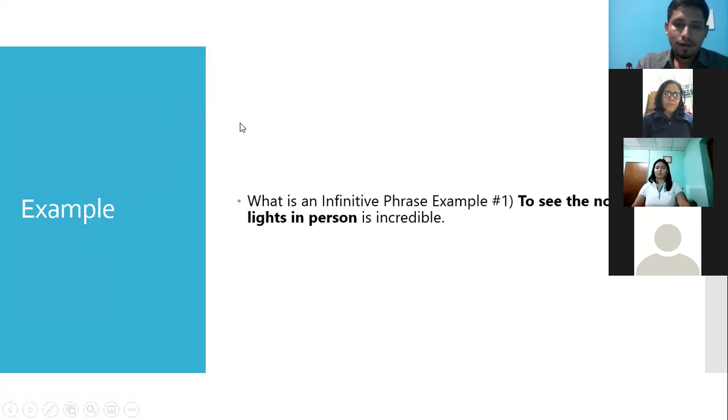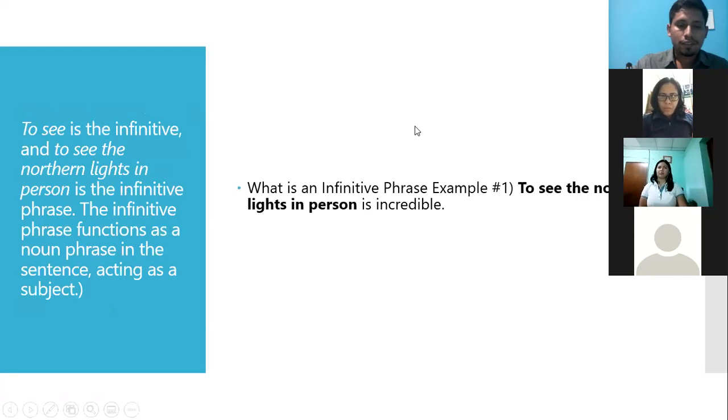Let's see other examples using an infinitive phrase. To see the northern lights in person is incredible. Okay. Let's see the explanation about it. To see is the infinitive, and to see the northern lights in person is the infinitive phrase. The infinitive phrase functions as a noun phrase in the sentence, acting as a subject.